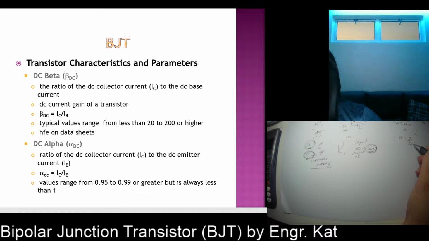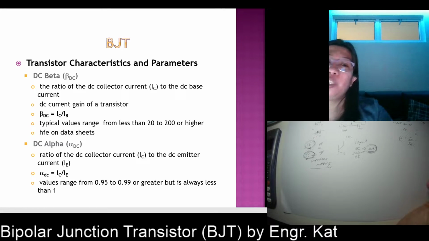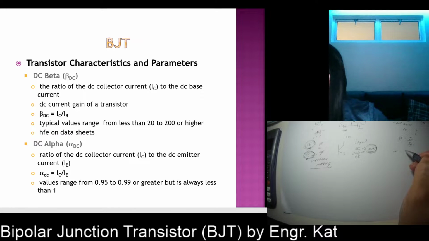Why? Because IB can never be greater than IC, or IB cannot be equal to your IC. So usually IB is very, very small. So therefore, being at the denominator, we will always be getting beta, which is greater than 1. So if you computed beta that is less than 1, you have to repeat your computation, because definitely there is something wrong. Okay?